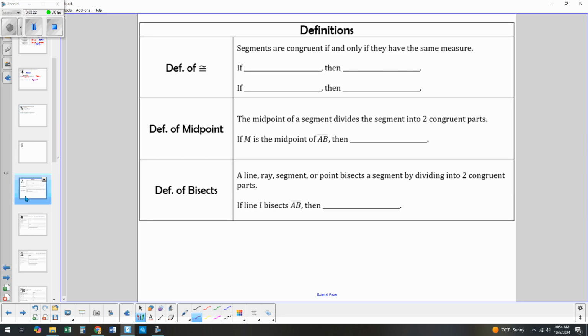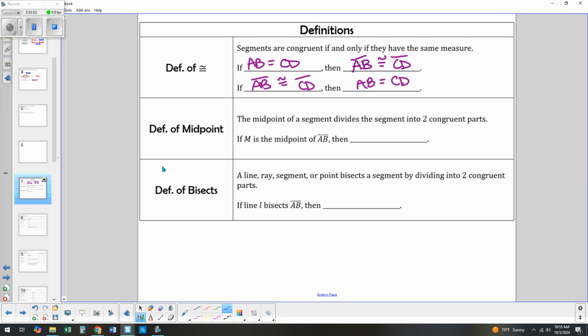So we have some more definitions that we can use. We have learned a lot of words so far this year, and all the words that we've learned we can use in a proof by using the definition of that word. So the definition of congruence. Segments are congruent if and only if they have the same measure. So if AB was equal to CD, then I can turn that into segment AB is congruent to segment CD. And the reverse is also true. If segment AB was congruent to segment CD, then AB would be equal to CD.